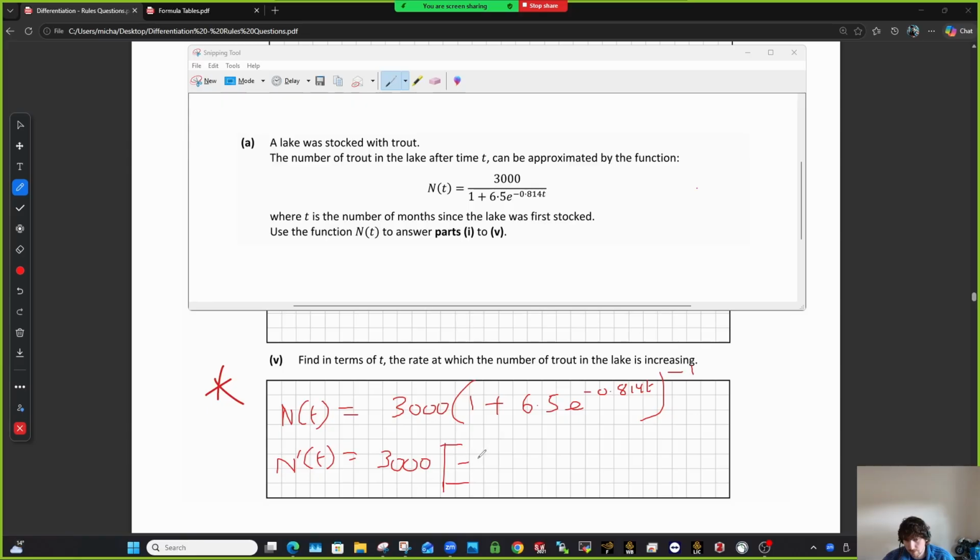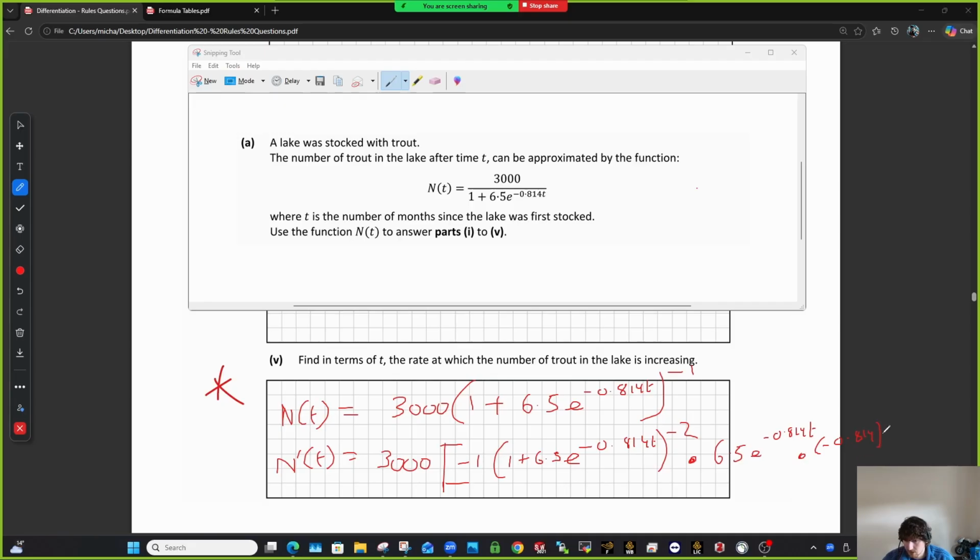We multiply down by the power, keep the inside exactly the same. This is the chain rule. Inside exactly the same, 1 plus 6.5 e to the minus 0.814 t. Now reduce the power by 1 to minus 2, and then we multiply by the derivative of the inside. The derivative of the inside here, the derivative of 1 is 0. It's nothing to write there. Derivative of this will be 6.5 e to the minus 0.814 t. It stays the exact same when you're taking the derivative of an exponential, and then you multiply by the derivative of the power, which will be minus 0.814.